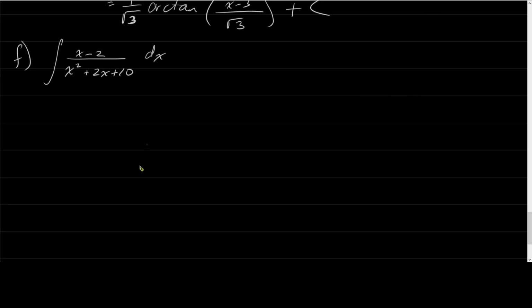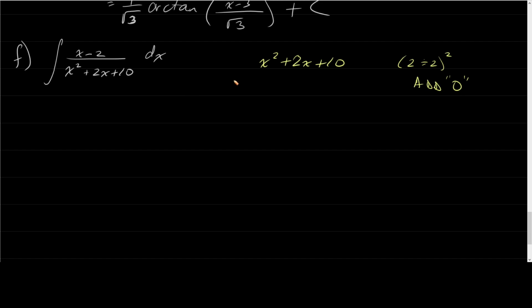So what we're going to do is the same exact thing that we did in the last problem. I'm going to start by completing the square on the denominator. So I've got x squared plus 2x plus 10. Remember, what we do is take this value right here next to the x, divide it by 2, square it, and use it to add 0.